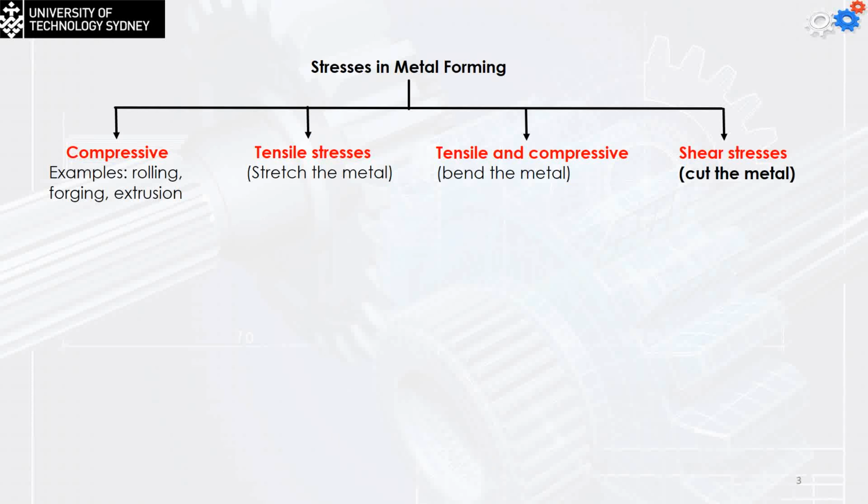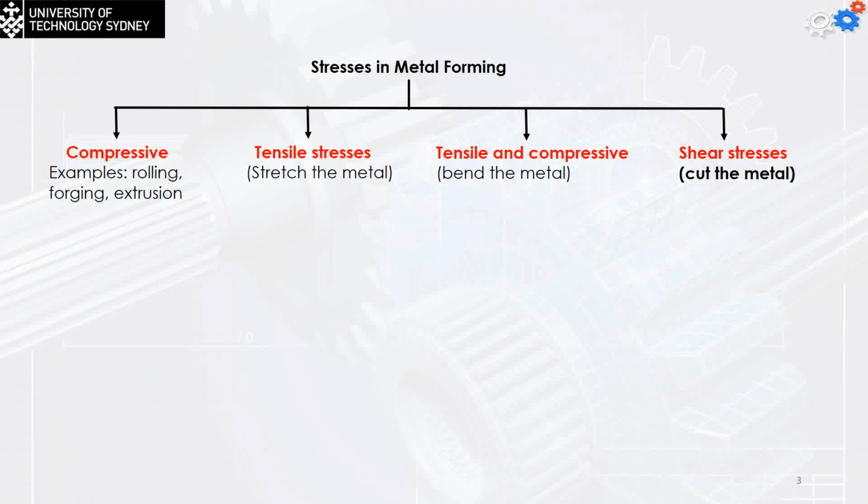So we mentioned earlier the stresses we have in metal forming. I can either compress the part, similar to what we had in the compression test. This includes the processes of rolling, forging, and extrusion. I can also add tensile stresses to stretch the metal, simply pulling it from both sides like the tensile test to make it thinner, for example.